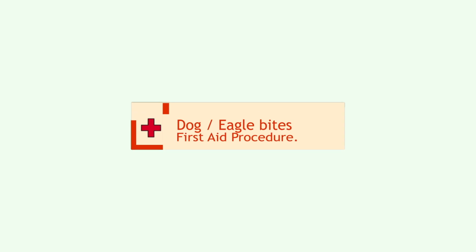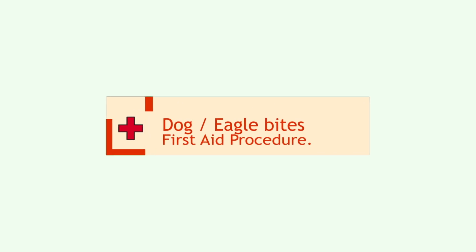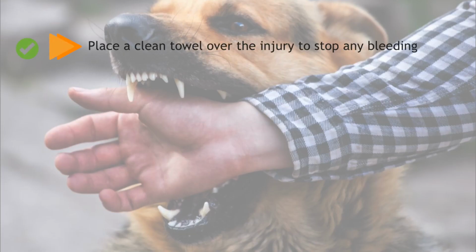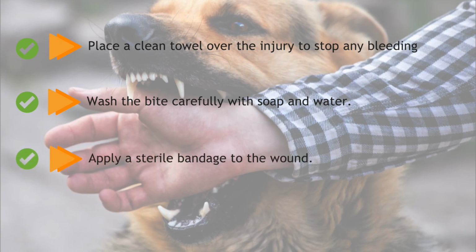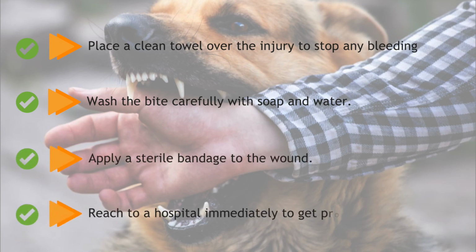Dog bites or eagle bites. Place a clean towel over the injury to stop any bleeding. Wash the bite carefully with soap and water. Apply a sterile bandage to the wound. Reach a hospital immediately to get proper treatment.